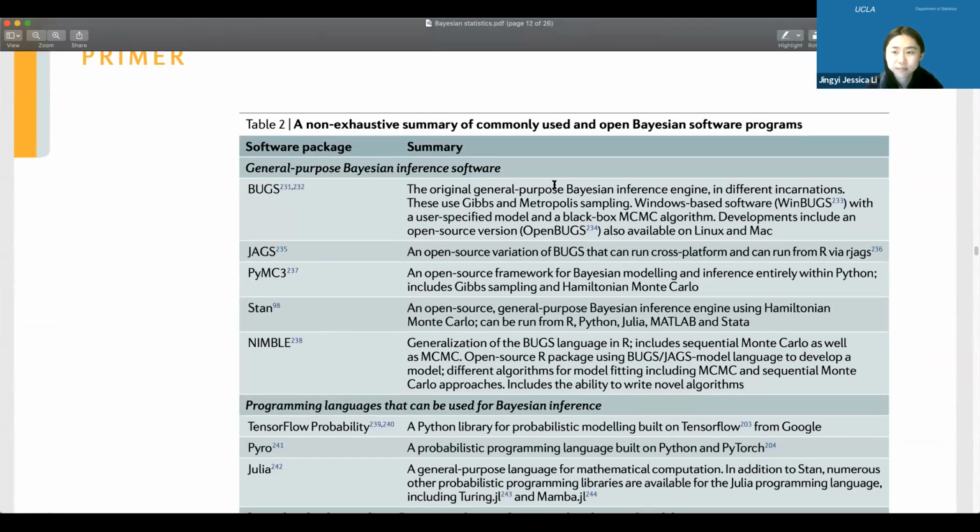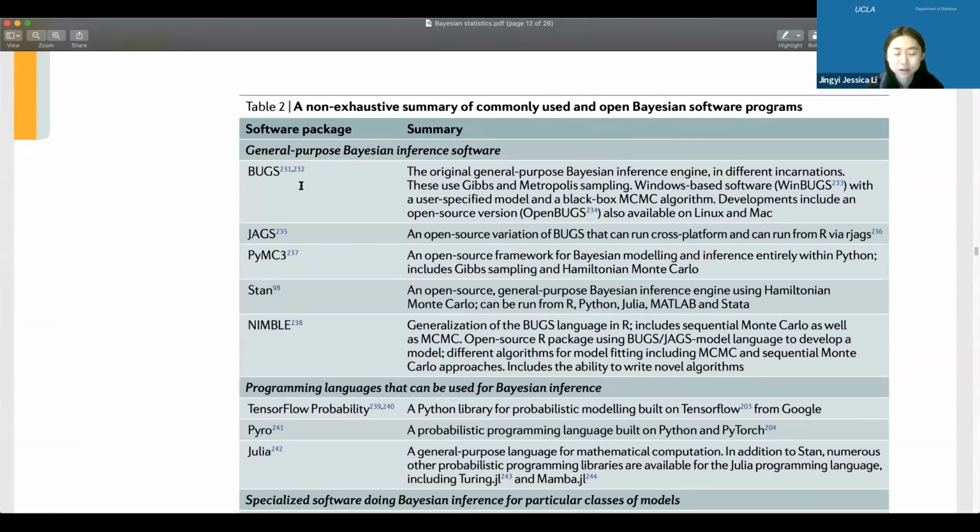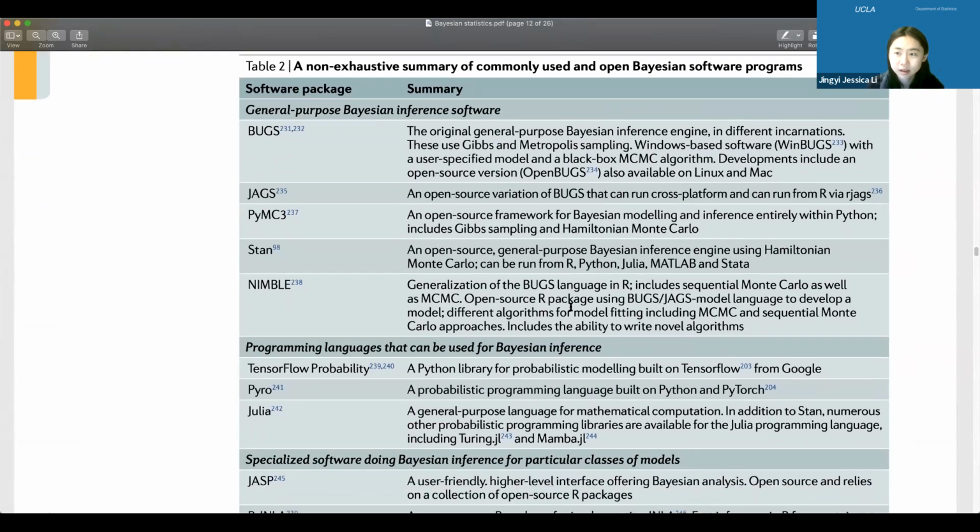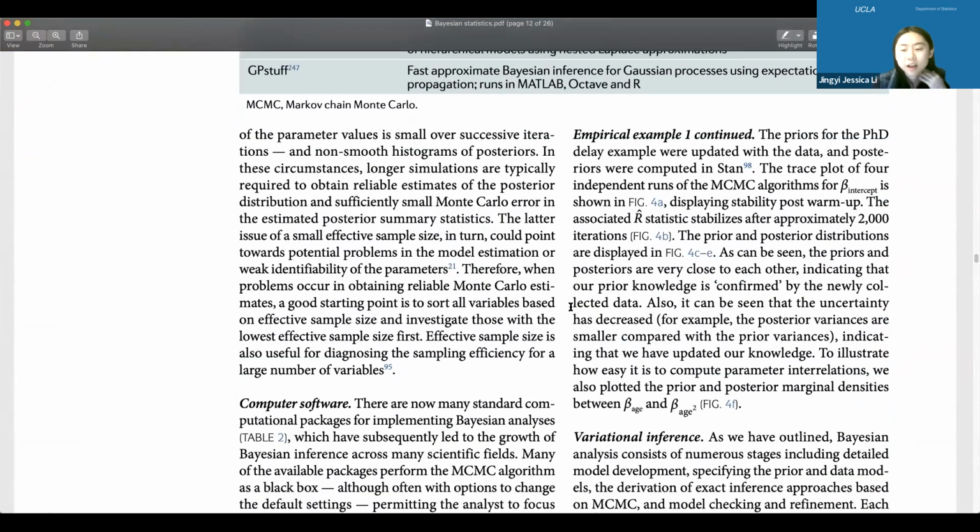And this is about some software programs. For example, I know a lot of people use BUGS and also Stan. Those two are very commonly used, and Stan can be run from R. Okay, I will stop here, and this one has been posted to Sakai.